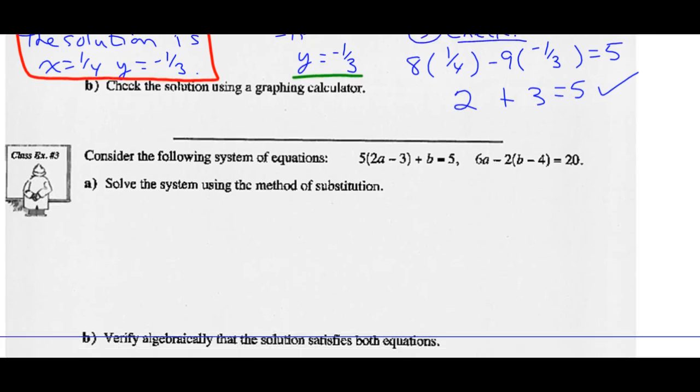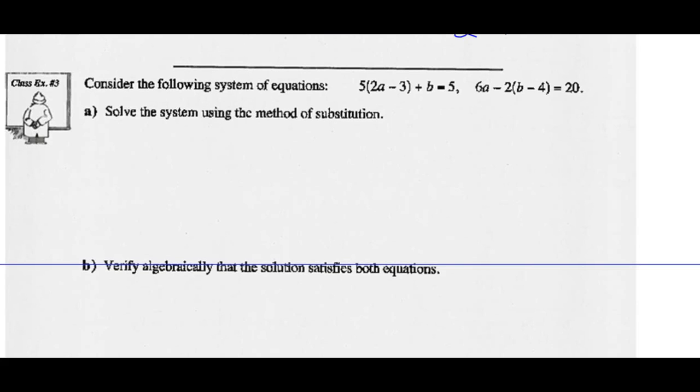Example 3. Consider the following system of equations. Solve the system using the method of substitution. Well, these equations aren't very nice. We've got all sorts of things going on, so let's simplify these equations first. All right? So step 1, let's simplify them.